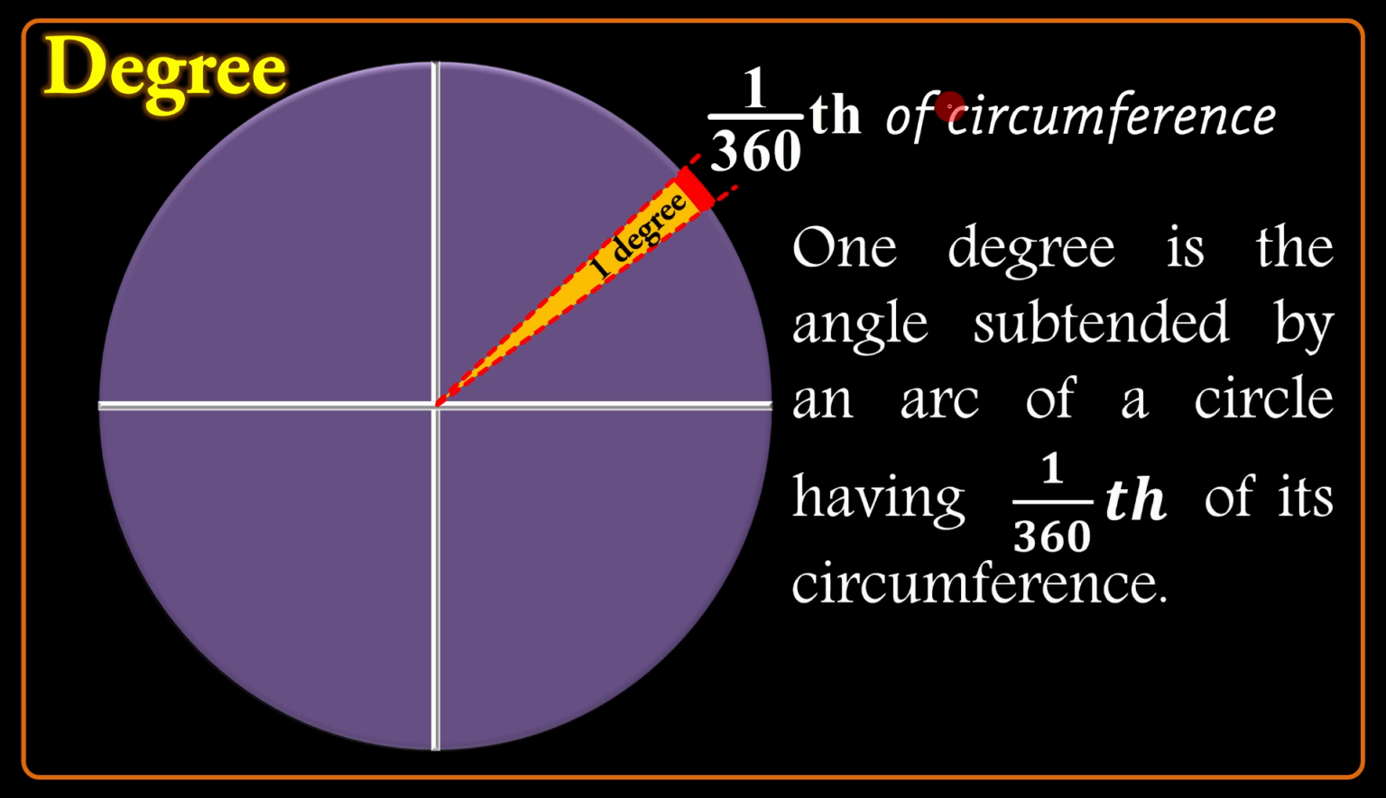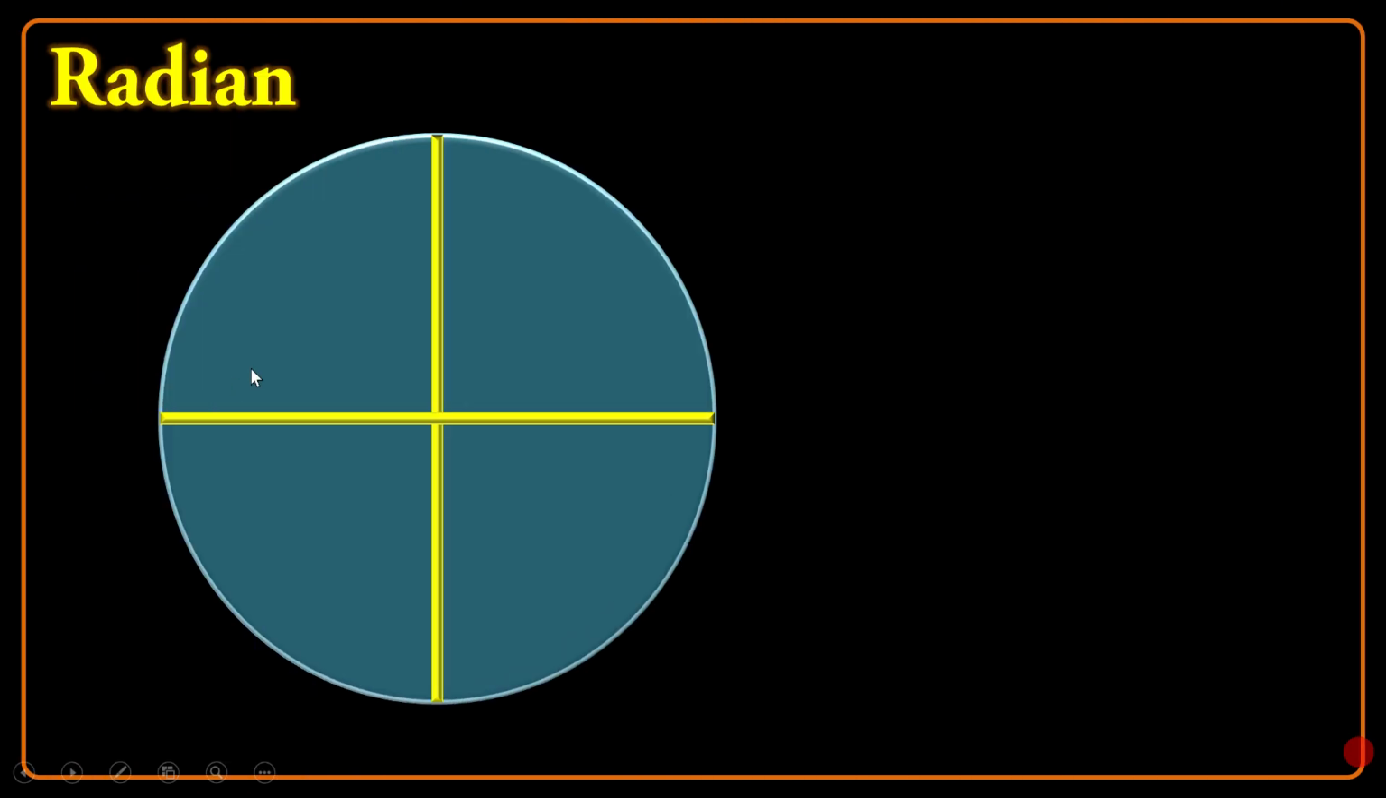So we can define it. 1 degree is the angle subtended by an arc of a circle having 1 over 360th of its circumference. Based on this, we expect the whole circle to be 360 degrees. But radian is a different story. Let's do it from the beginning.